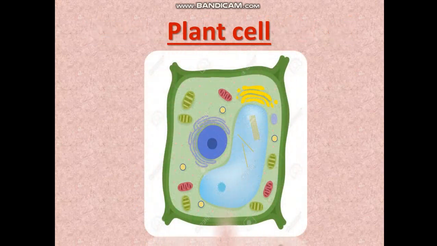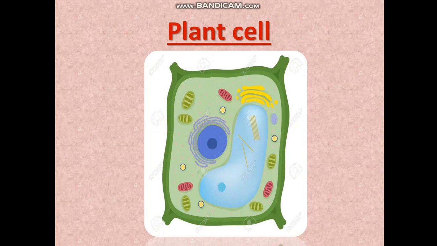First, this is the shape of the plant cell. In the plant cell, we have many components. So now we are going to talk about the structure and the components of the plant cell.